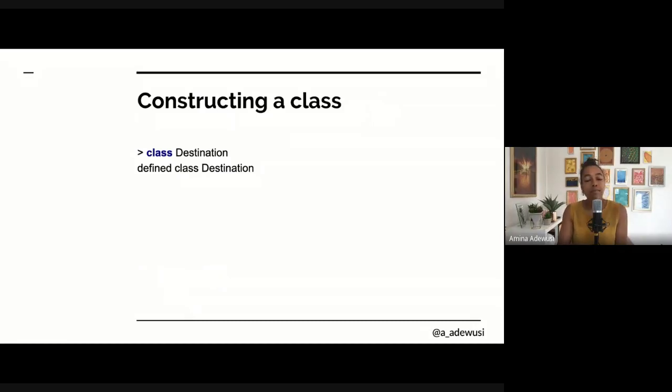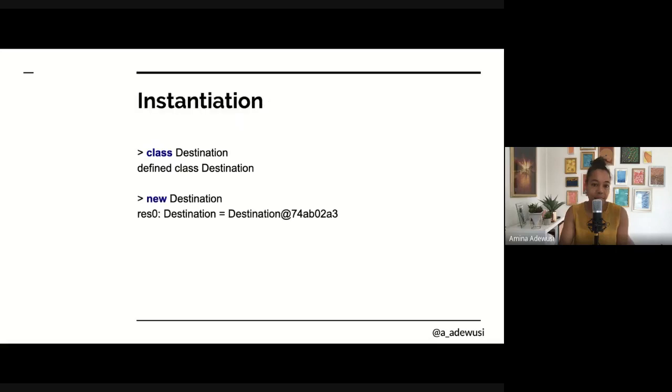Why don't we create a blueprint that describes the potential places we could go? How could Scala help us with that? Well, we could start by creating a class which acts as a template for creating objects. Let's call our class destination. So we've got our class, but how can we create an object, an instance of that class from it? Well, in Scala, we can use the new keyword, and there we go, we have our first instance.